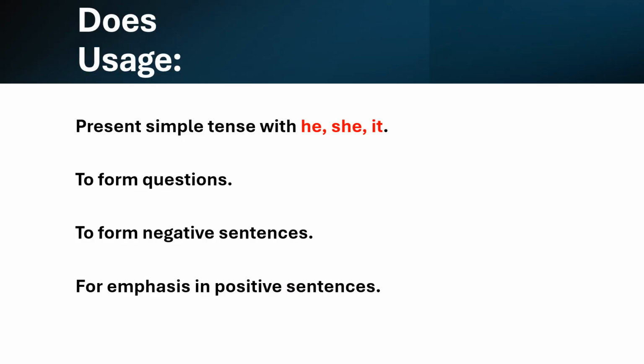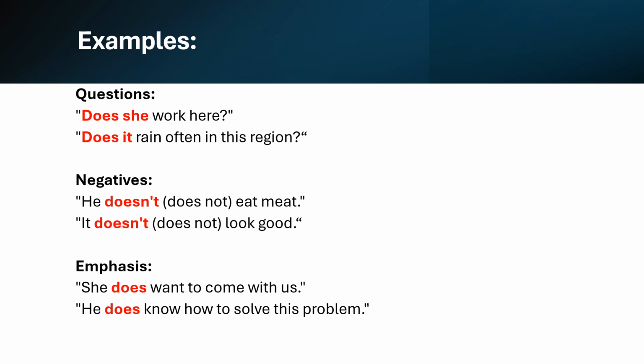Usage of does. Does is also used in the present simple tense with the subject he, she, it. It is used to form questions, negative sentences and emphatic sentences. Examples of does. Question form. Does she work here? Does it rain often in this region?